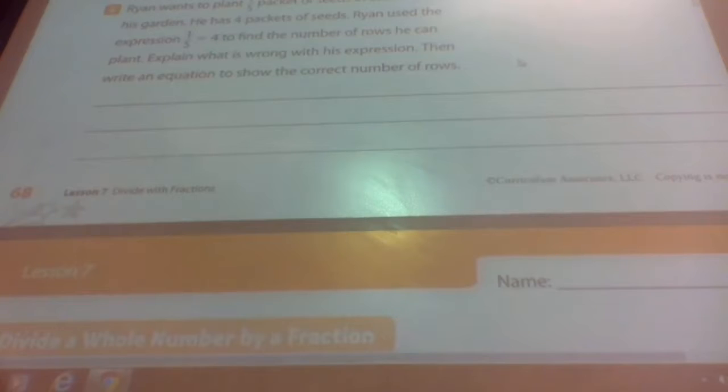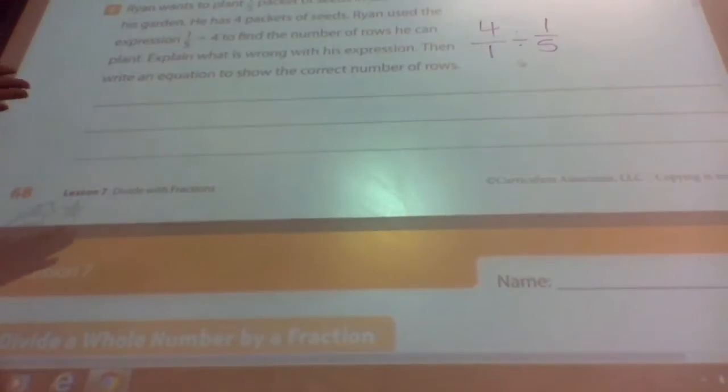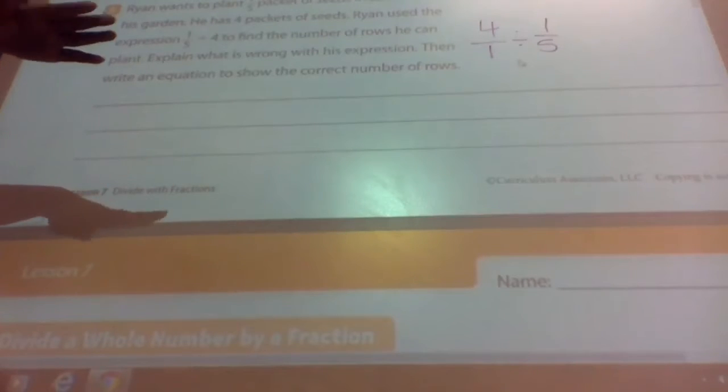How many packets of seeds are in each row? 1/5. Okay. How many packets of seeds does he have? 4. So how should I write that problem? Divide 4. Okay. So 4 is going to be divided by 1/5.